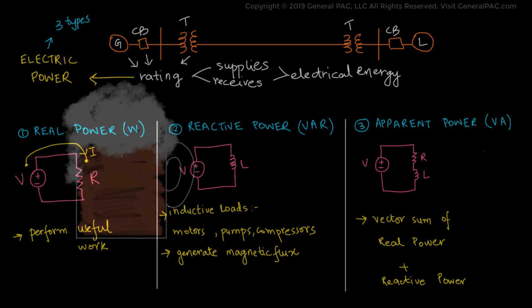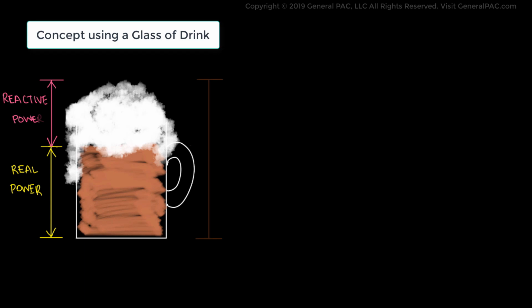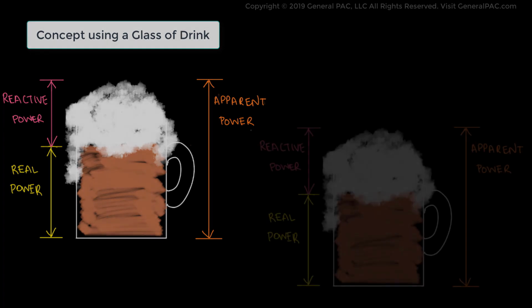Let's have a look at the simple concept of a drink in order to better understand these concepts. Let's say that we order a glass of beer or drink after a hard day's work. The brightly colored portion can be represented as the real power. And every beer or drink, you can get small undrinkable portion on top in the shape of a foam, and we call this our reactive power. The combination of the drinkable portion and the foam makes up the beer or drink, which can be represented as the apparent power.